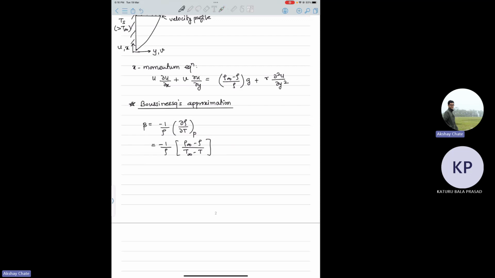If I write it, it essentially means the change in density due to temperature change is important only for the body force term.